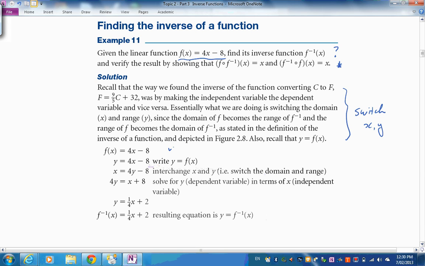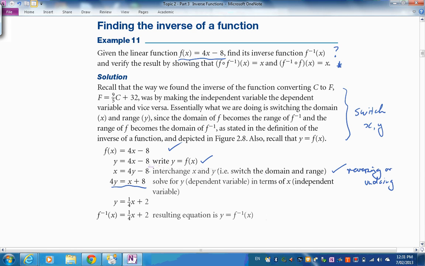So state the function, replace f of x with y. It's easier. Interchange x and y in the formula. So we're going to switch the domain and range. That's going to give us our reversing effect, reversing or undoing what's happened there. So then we would have this thing here.